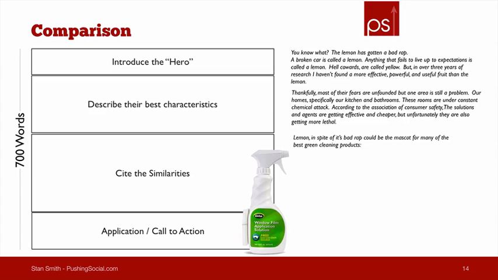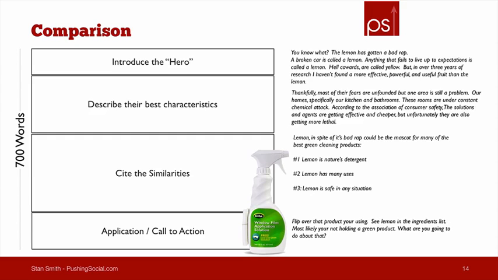Okay, lemon, in spite of its bad rap, could be the mascot for many of the best cleaning products. Okay, and this is where I wanted to go. Lemon is nature's ingredient, detergent. Lemon has many uses. Lemon is safe in any situation. And then you go into your application call to action: flip over that product you're using, see lemon in the ingredients list. If you don't see lemon in the ingredients list, most likely you're not holding a green product. What are you going to do about that? So there's your call to action.